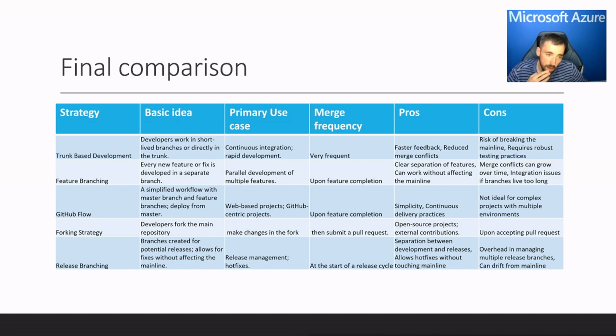Then release branching, overhead in managing multiple release branches and can drift from the main line. So that was one of the biggest downsides of release branching, just the large complexity and the separate releases. Merge conflicts are almost inevitable.